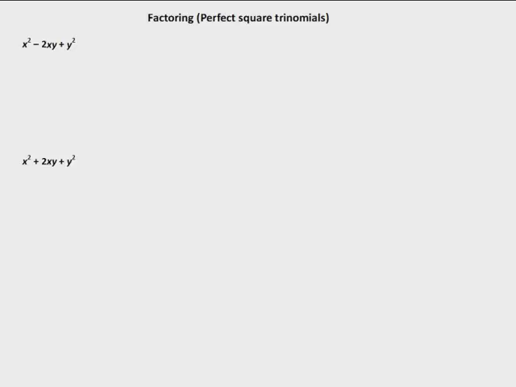The other two very important formulae are x squared minus 2xy plus y squared and x squared plus 2xy plus y squared. These are called perfect square trinomials, and you'll just see why. So let me give you the answer. This is (x minus y) the whole square. That's why it's called a perfect square trinomial. It ends up being a perfect square. How do we test it?